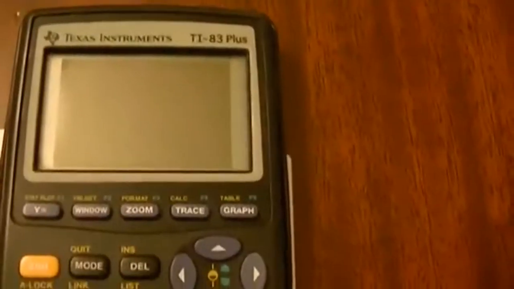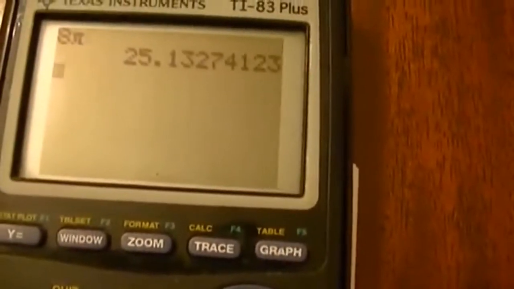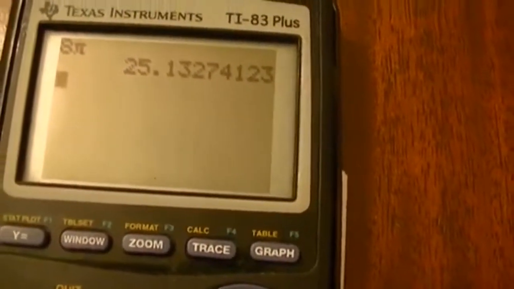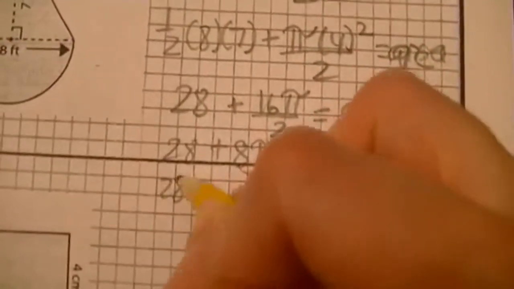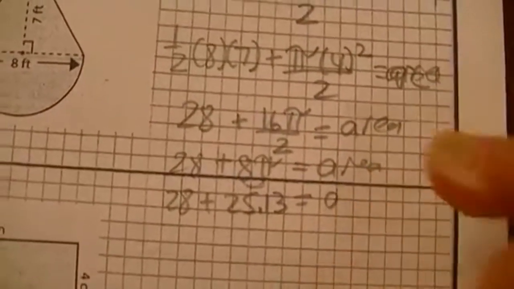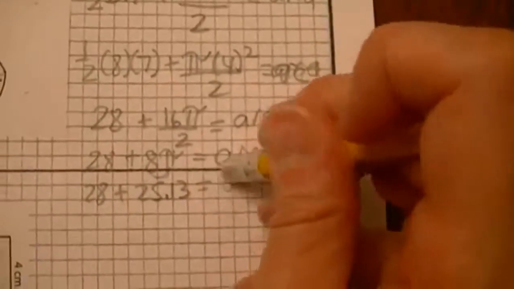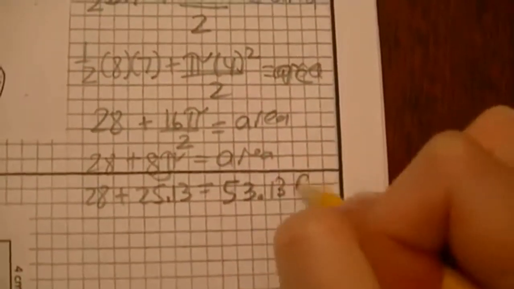So this is the calculator I used in high school. So when I go 8 pi, I get, rounded to the nearest hundredth, 25 and 13/100. So 28 plus 25 and 13/100 equals, when you add them together, 53 and 13/100 feet squared.